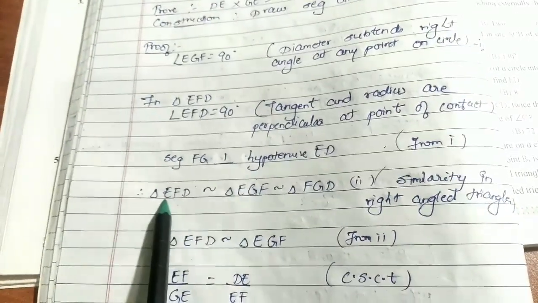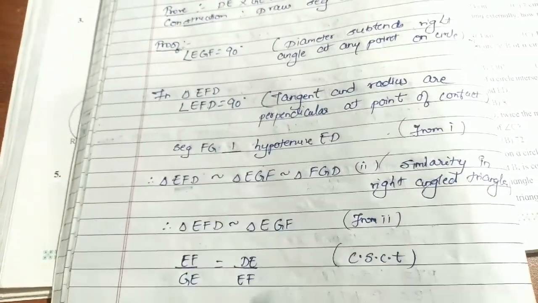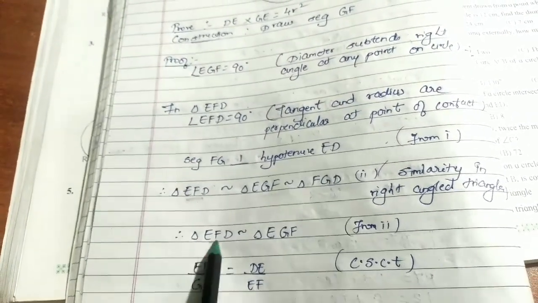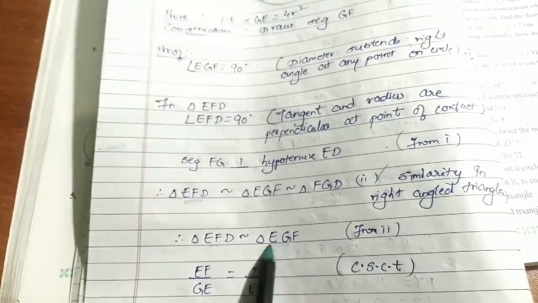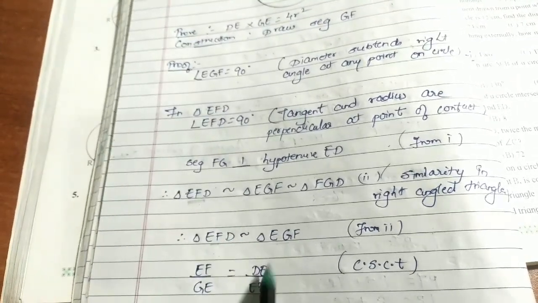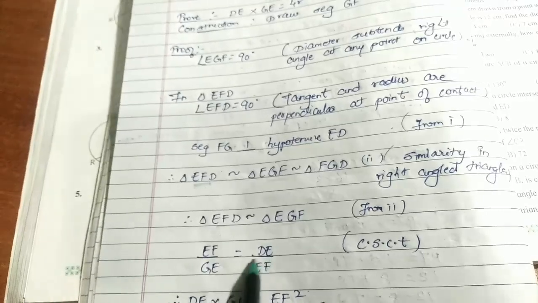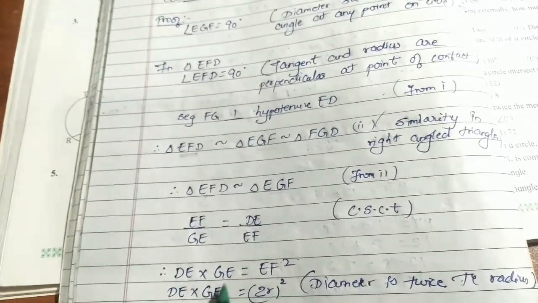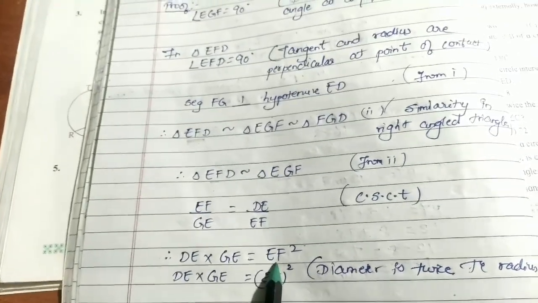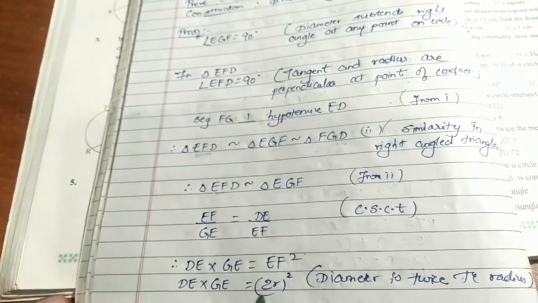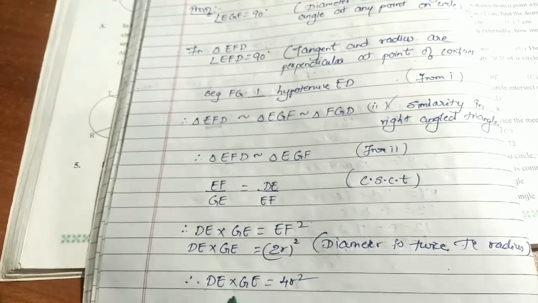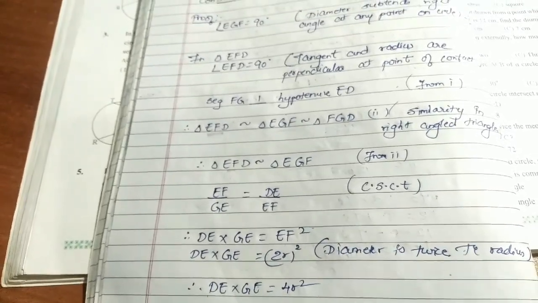We'll take these two triangles, EFD and EGF, and take the corresponding sides. So EF upon GE equals DE upon EF. So EF into EF gives EF square equals DE into GE. EF is the diameter, and the diameter is twice the radius. So 2R square means 4R square. So 4R square equals DE into GE.